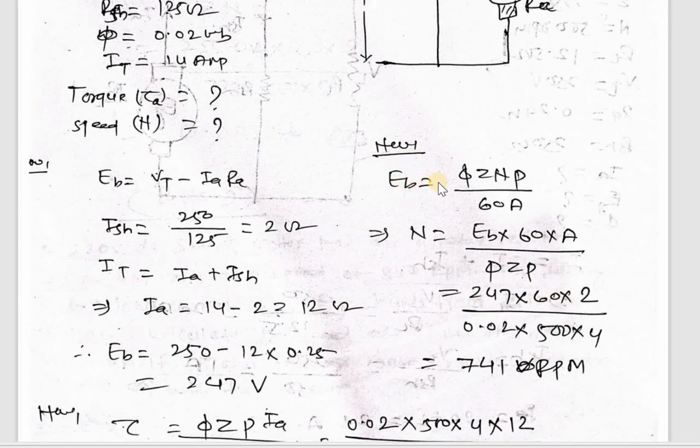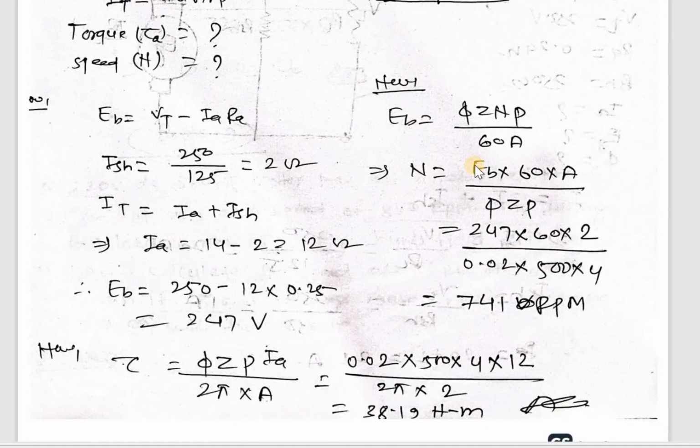And we know the formula of back EMF. Back EMF equal to phi ZNP upon 60A. Then N equal to Eb into 60 into A upon phi ZP. Put the values of Eb, A, phi, Z, P, we can get the value of N, and the value of N is 741 RPM.